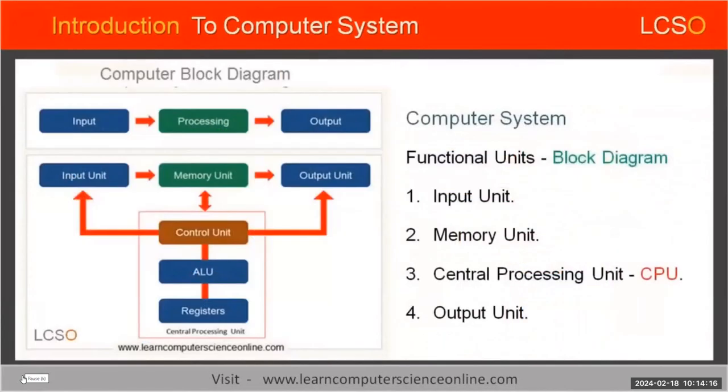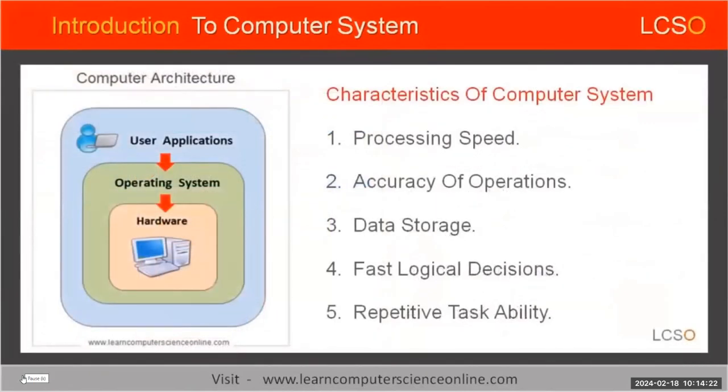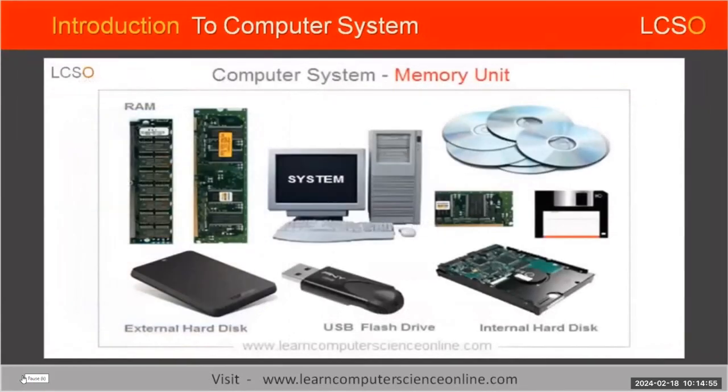All right. So far we have discussed various functional units of the computer. Let us now move on to the next topic, that is, important characteristics of the computer system. The computer system has 5 important characteristics. These characteristics are: first, speed; second, accuracy; third, storage; fourth, fast decisions; and fifth, ability to perform repeated tasks. The computer can operate at very high speed. The computers can also operate with remarkable accuracy without any mistake. The computer also provides different types of storage devices to store large volumes of data.